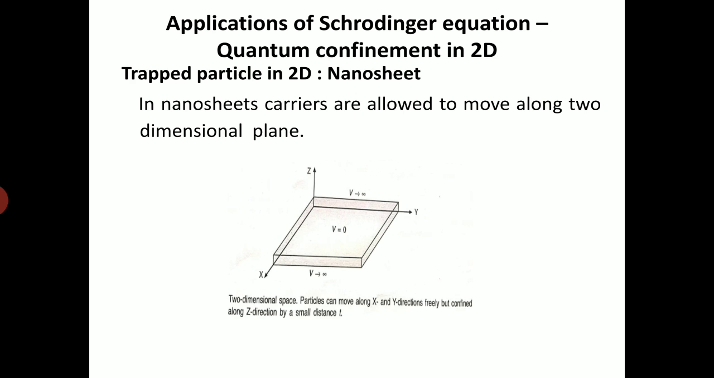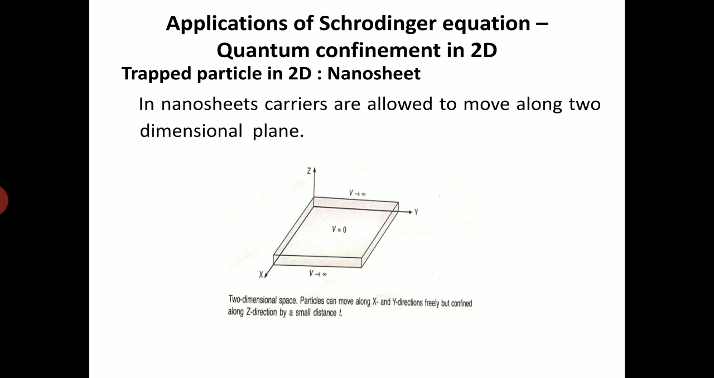The pictorial representation of nano sheet is here. It is a 2-dimensional space. Particles can move along x and y directions freely, but it is confined along z direction because of a very small thickness along the z direction. Its thickness is small t.